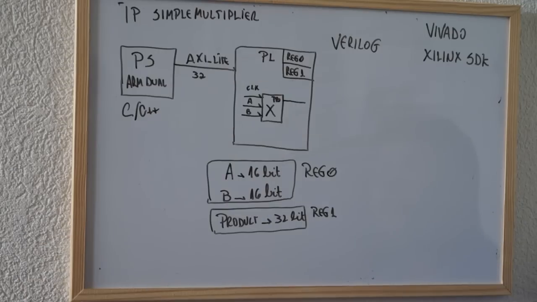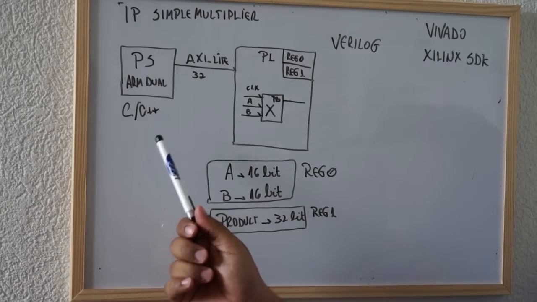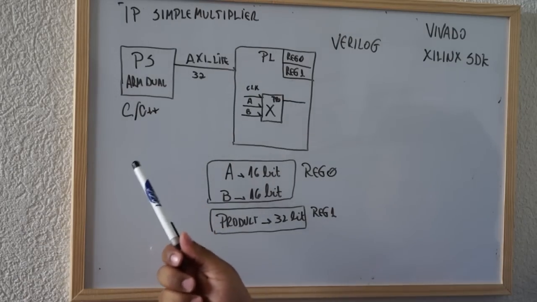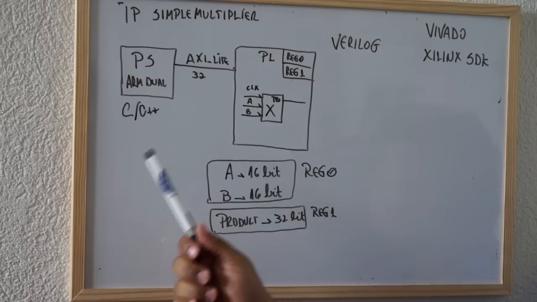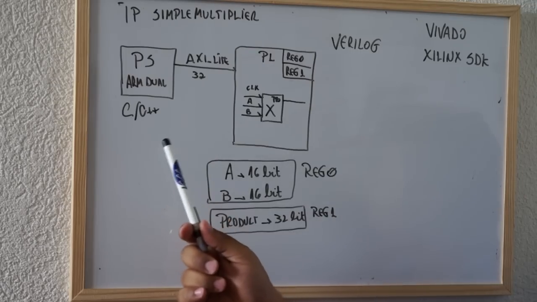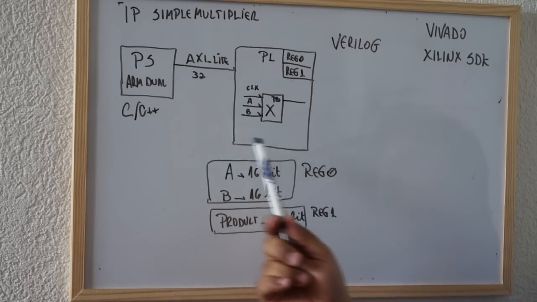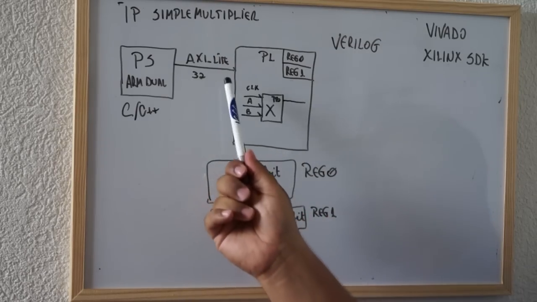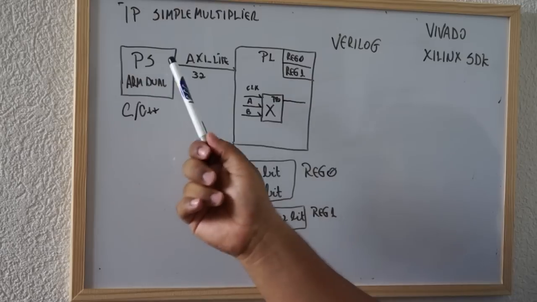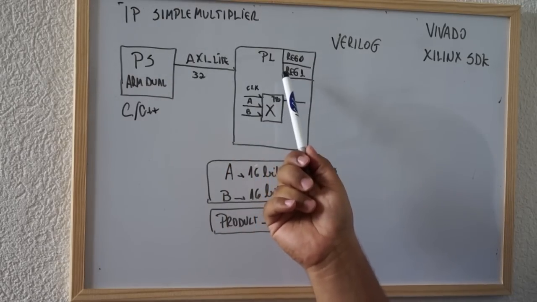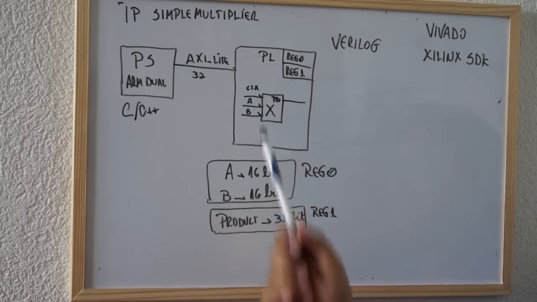Okay guys, so what we're going to see today? Today we are just going to create a simple C program that is going to multiply two numbers, two 16-bit numbers. And we're going to accelerate this multiplication using an IP core, and the communication between the PS part, the CPU, and the PL part, the FPGA, using the AXI-Lite interface.